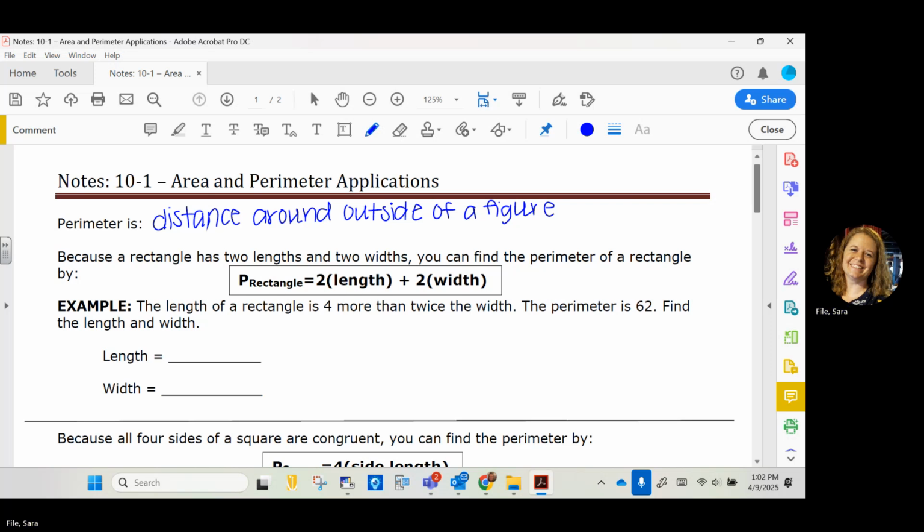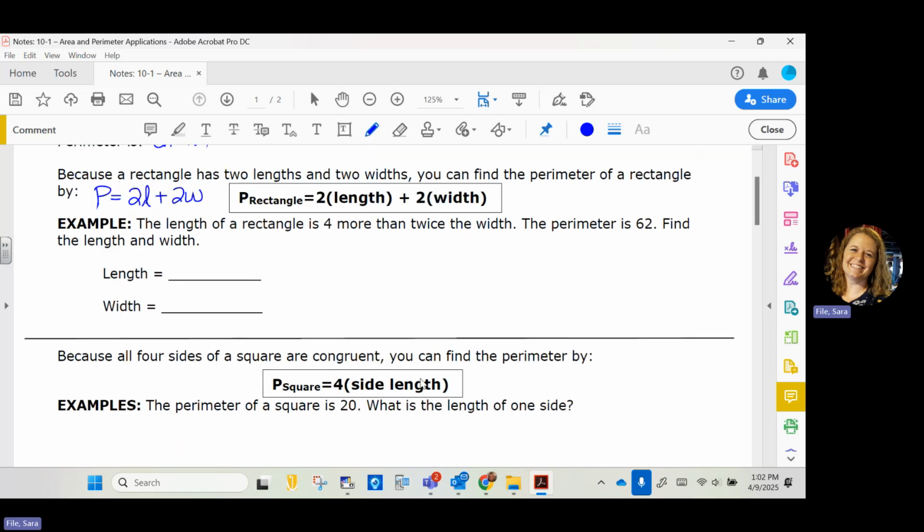Some shapes, you can use a formula. So for instance, a rectangle, two of the sides are the same and the other two sides are the same. That's your length and width. So you can use this formula that says perimeter equals 2L plus 2W. You can use that for perimeter of a rectangle. For a square, all four sides of a square are equal, so you can use the formula perimeter equals 4 times the side length, so 4S.